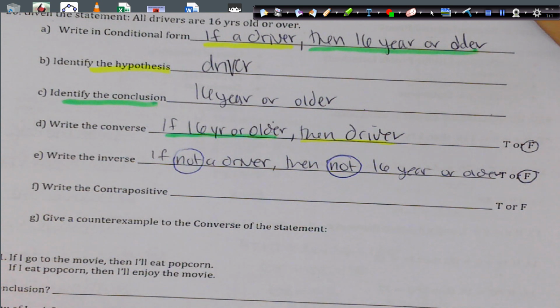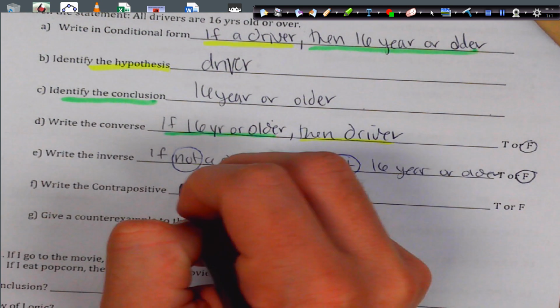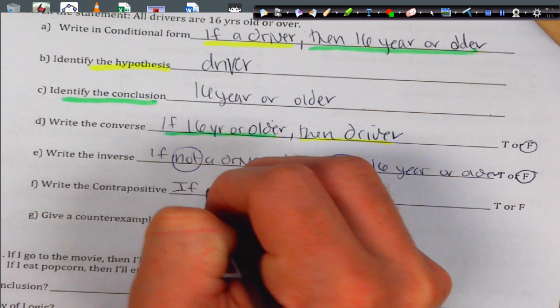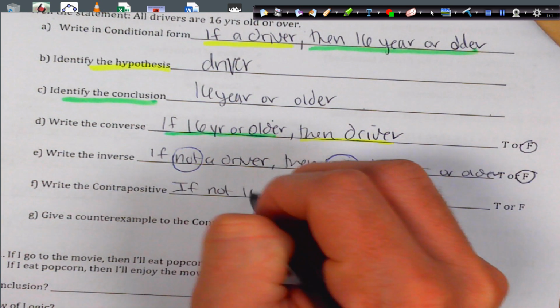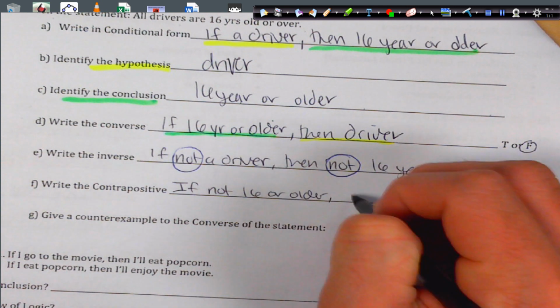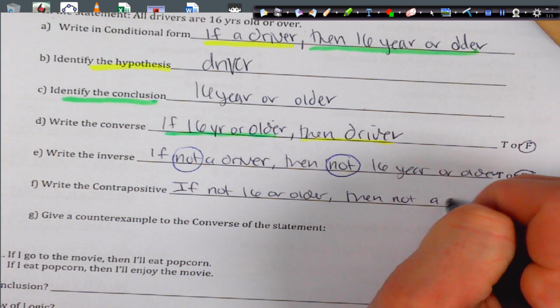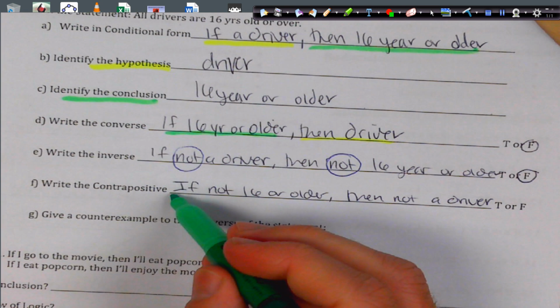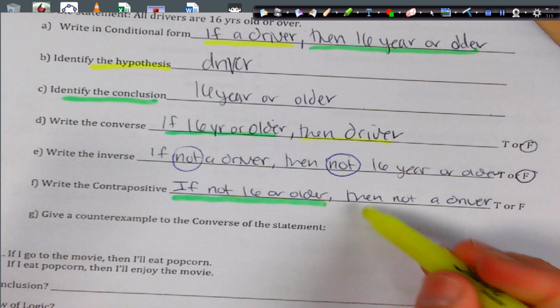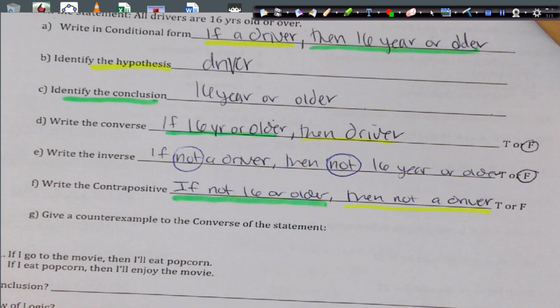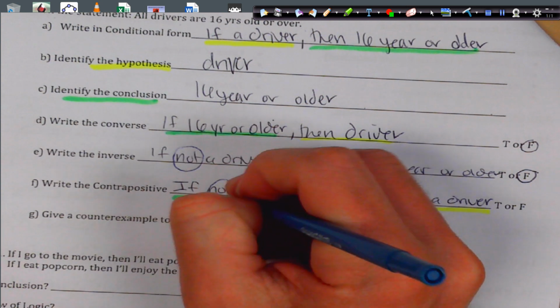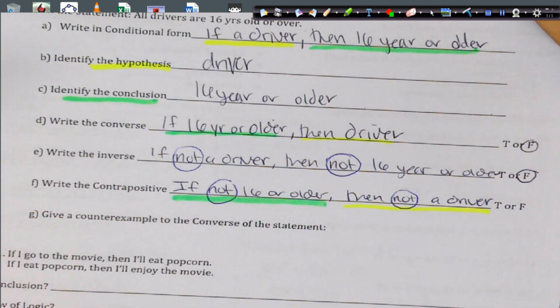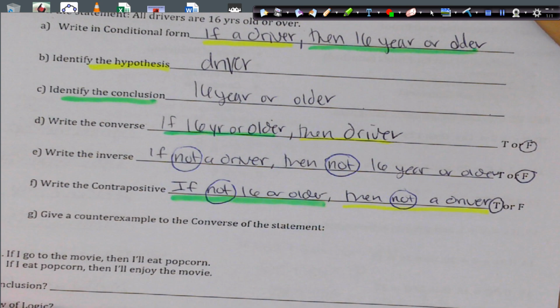The contrapositive is to do both. So we're going to flip and negate. So if not 16 or older, then not a driver. We flipped them, so the green came first, the yellow came second, and we used the word not for negation because we have to do both. And is this true? Well, if you're not 16 years or older, so you're under 16, then you're not a driver. That's true because you can't drive until you're 16, so there's no way.